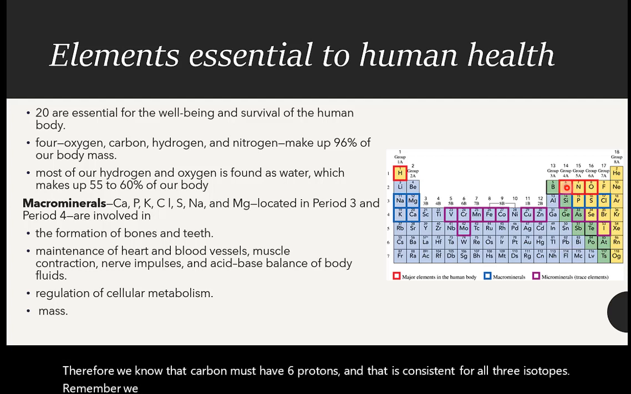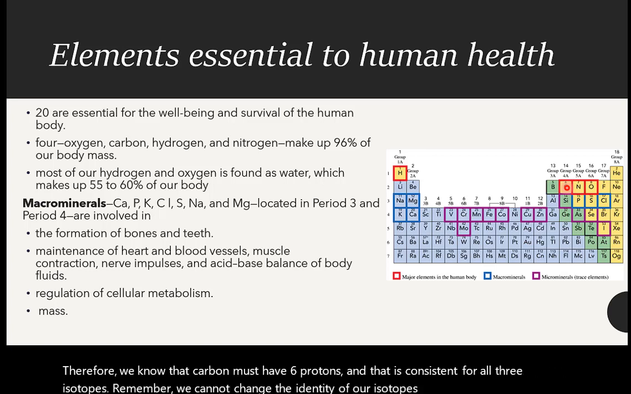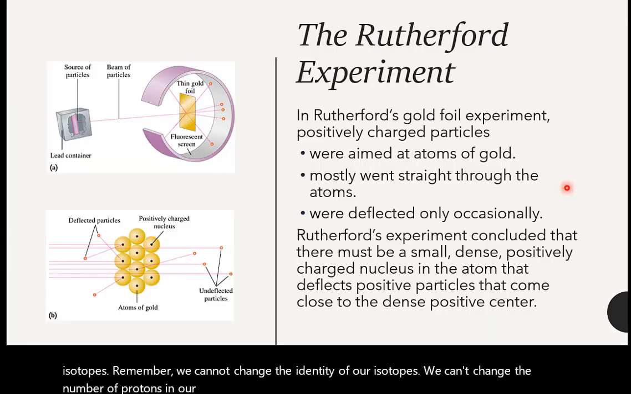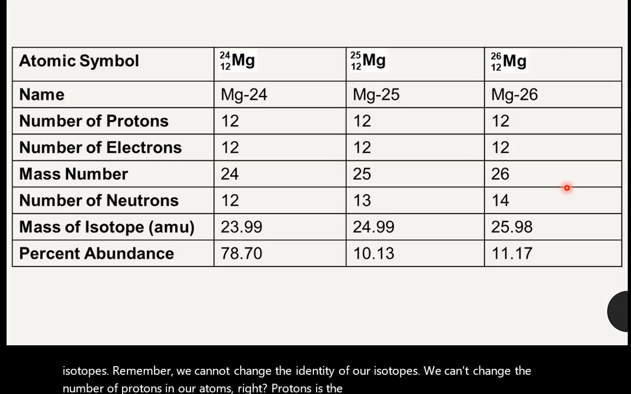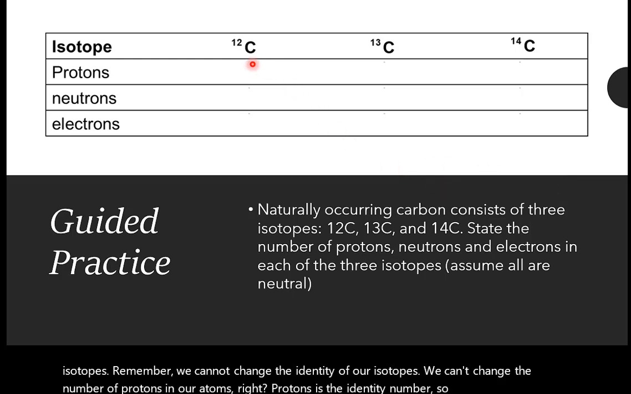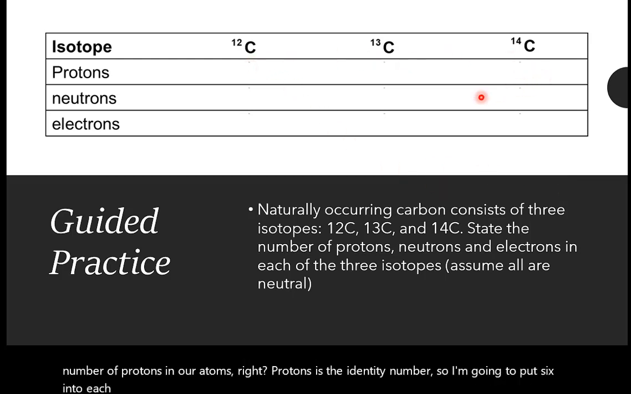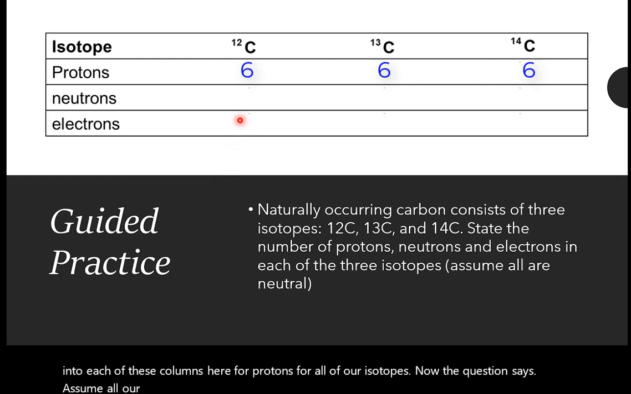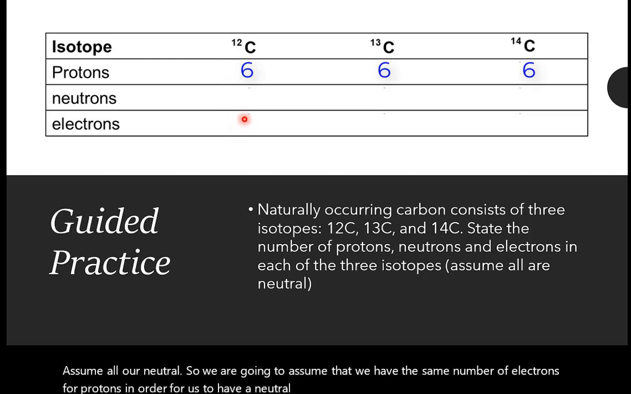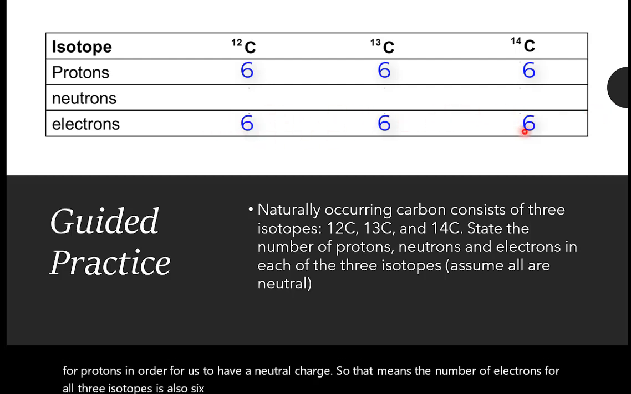Remember, we cannot change the identity of our isotopes. We can't change the number of protons in our atoms, right? Protons is the identity number. So I'm going to put 6 into each of these columns here for protons for all of our isotopes. Now, the question says assume all are neutral, so we are going to assume that we have the same number of electrons as protons in order for us to have a neutral charge. So that means the number of electrons for all 3 isotopes is also 6. So 6, 6, and 6.